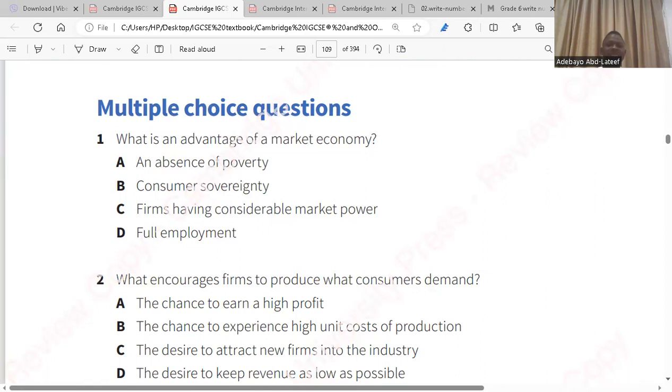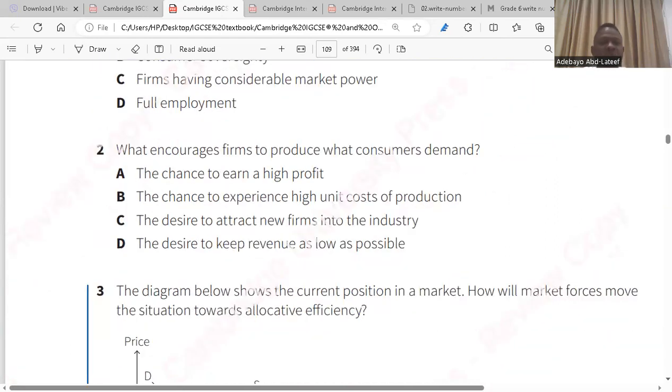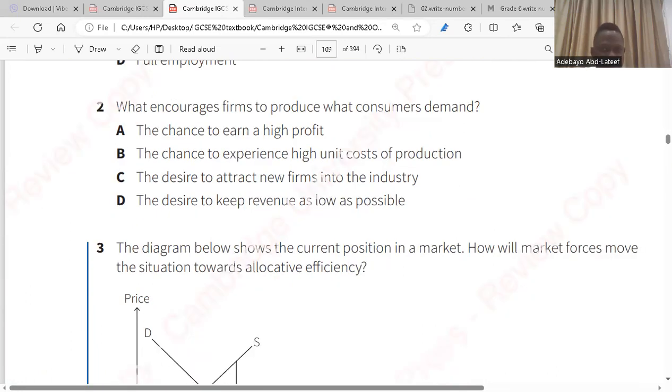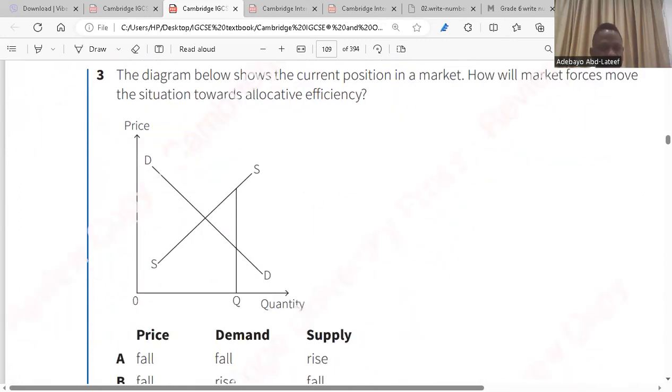Analysis of poverty, consumers. Yeah, B. Why did you say? No, firms have considerable market power. No, it doesn't. It is B, consumer sovereignty, freedom of choosing. What encourages firms to produce what consumers demand? The chance to earn high profit. The chance to earn a higher profit, yes. It's all about profit.